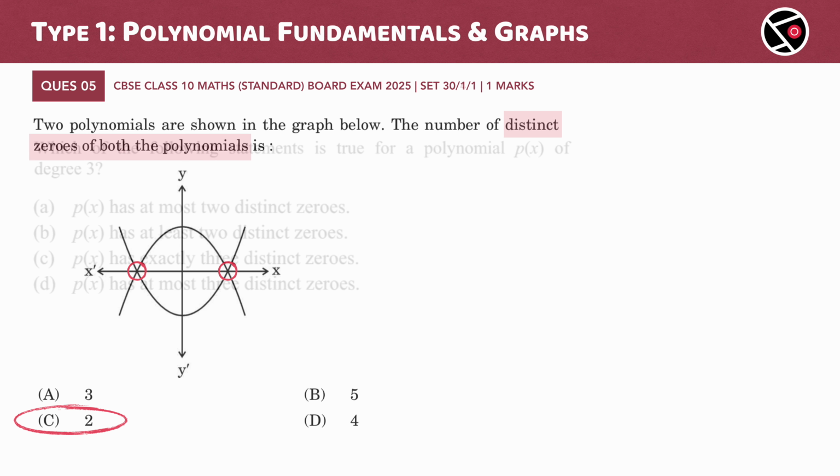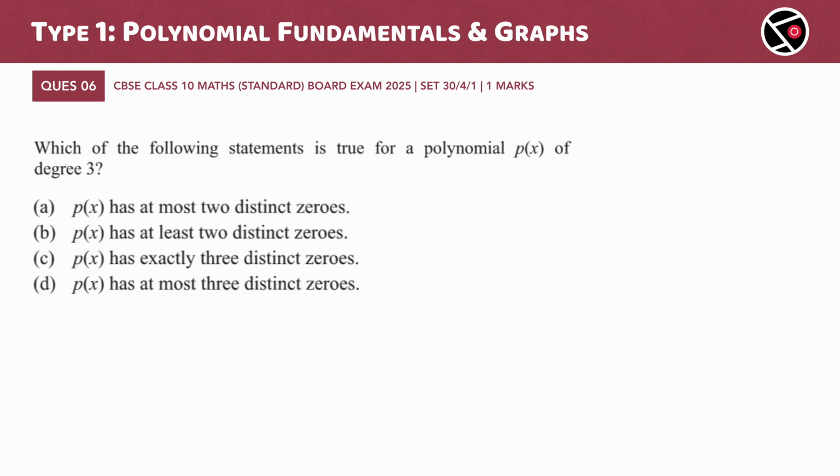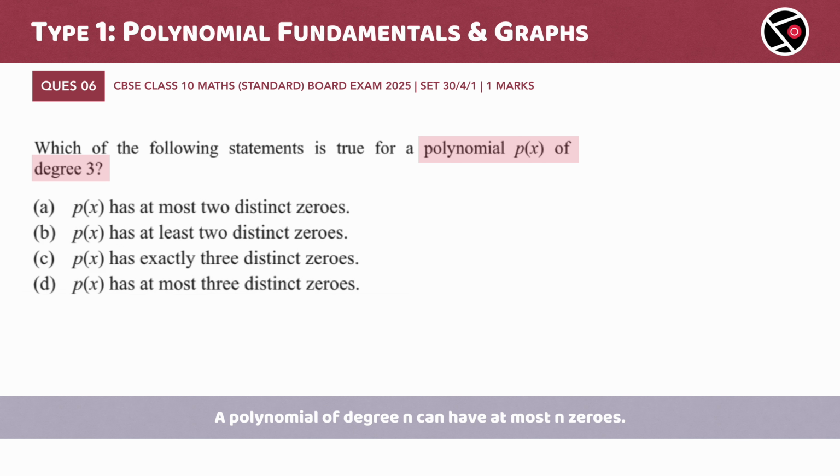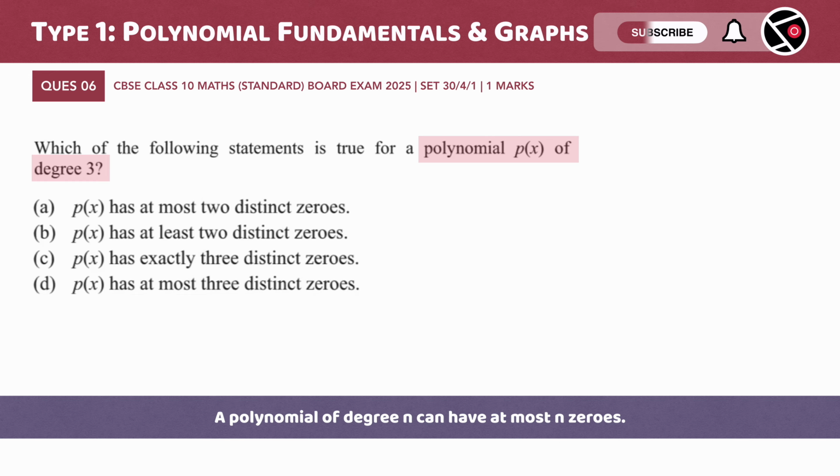Moving on to the next question. Pause the video and give it a try. We have a polynomial of degree 3. Now remember this rule carefully. A polynomial of degree n can have a maximum of n zeros. So a polynomial of degree 3 can have 0, 1, 2, or even 3 zeros. But it cannot have more than 3 distinct zeros. So option D is the correct choice.